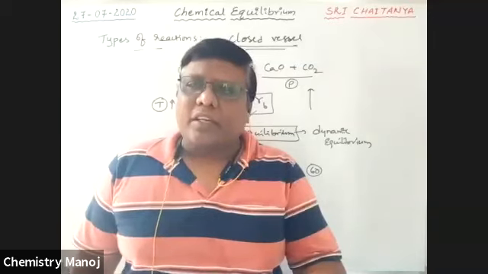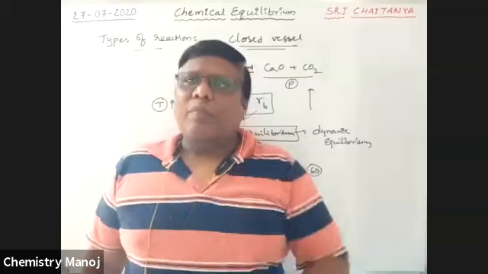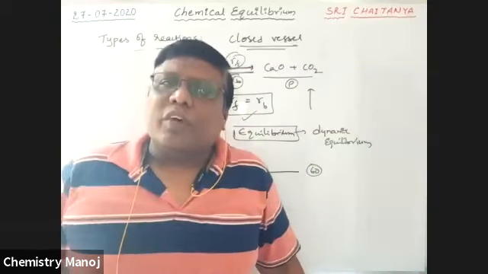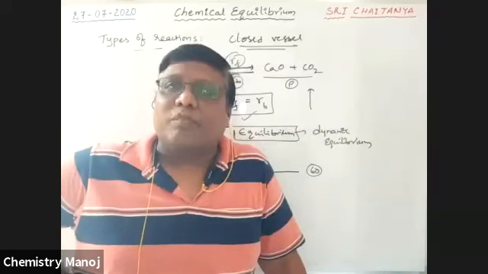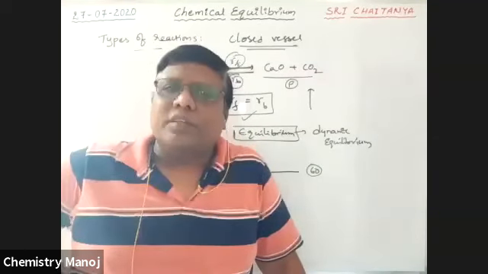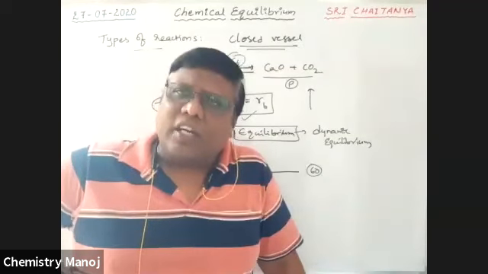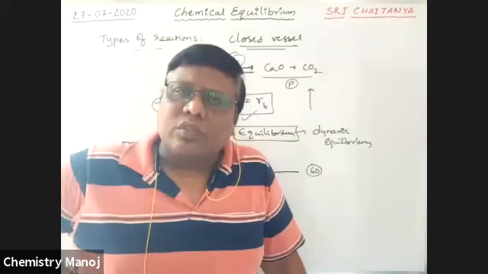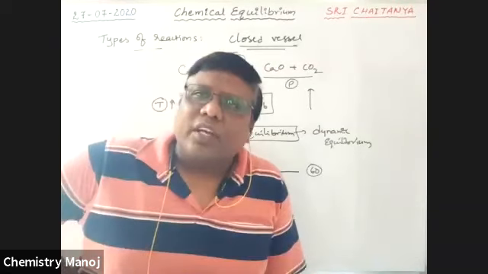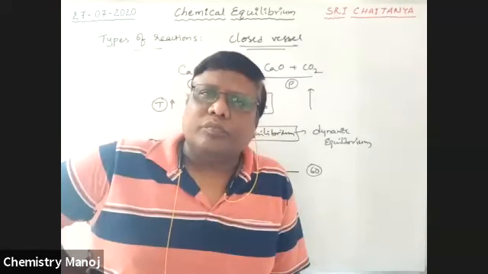Reversible reaction means the rate of the forward reaction may or may not be equal to that of the backward reaction. But at a particular point, the rate of forward reaction is equal to the rate of backward reaction, which is called the equilibrium stage. So what is equilibrium? The state at which the rate of forward reaction is equal to the rate of backward reaction.